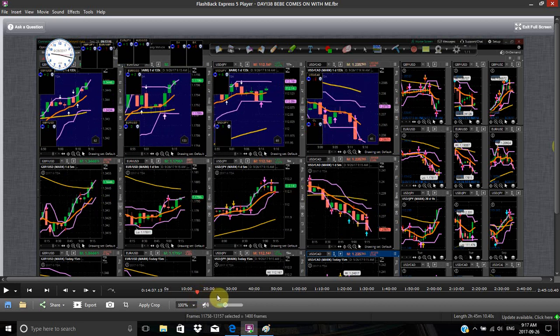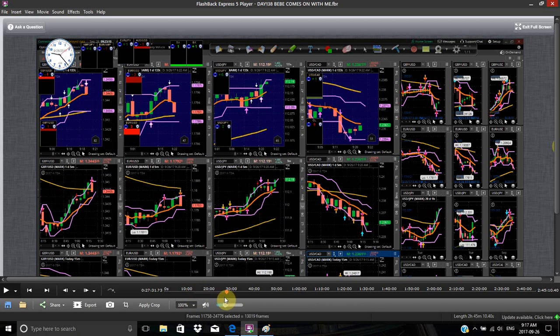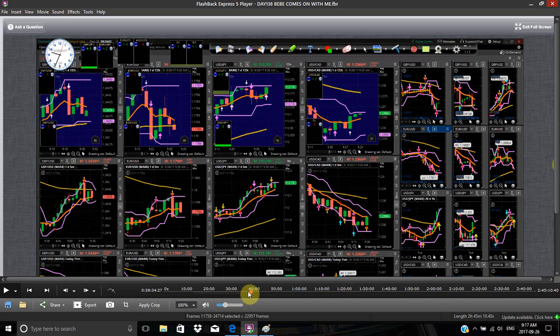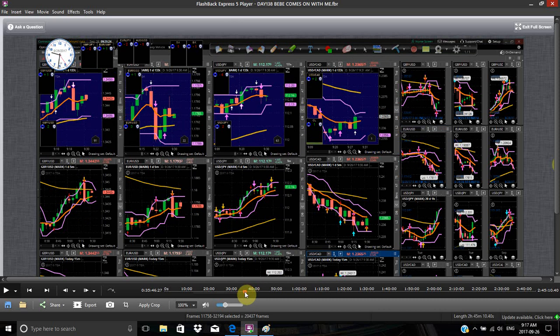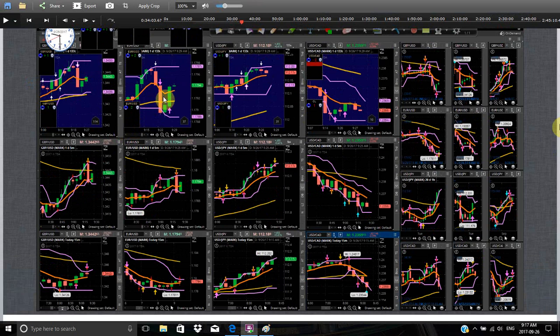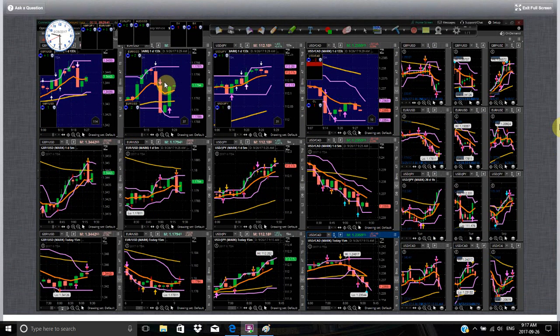Let's see if this will be a good example. Okay, full screen. So what on earth is a floating candle? A floating candle is a candle that doesn't touch the bands and doesn't touch the road over here. Right here we have a floating candle.